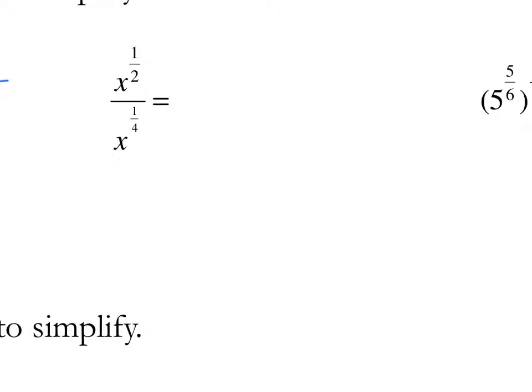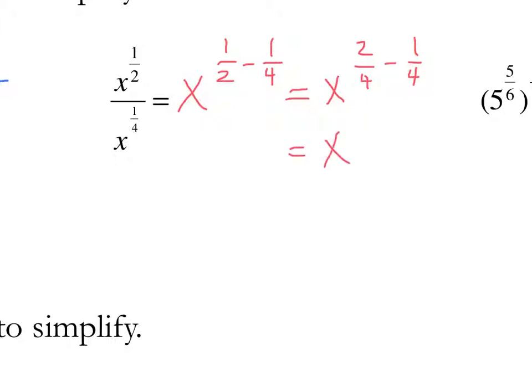x to the 1/2 divided by x to the 1/4. What's our rule for exponents when you're dividing? You subtract. What is 1/2 minus 1/4? I hope you know that without working through step by step. It's 2/4 minus 1/4. That's x to the 1/4.